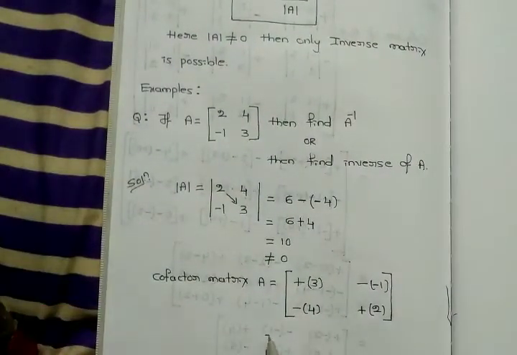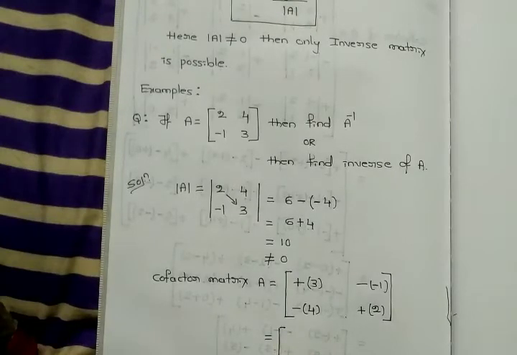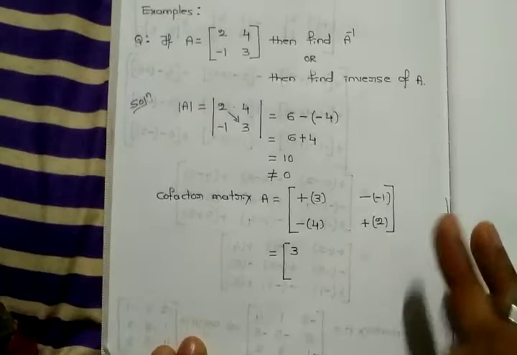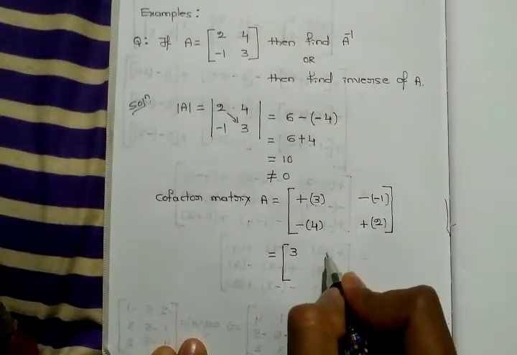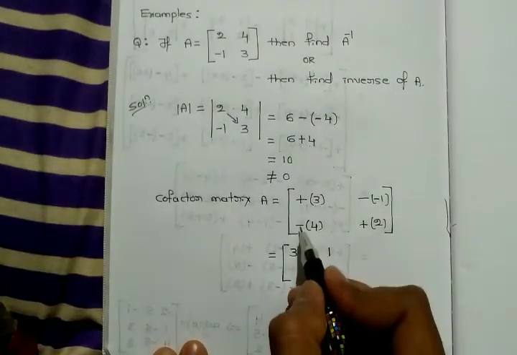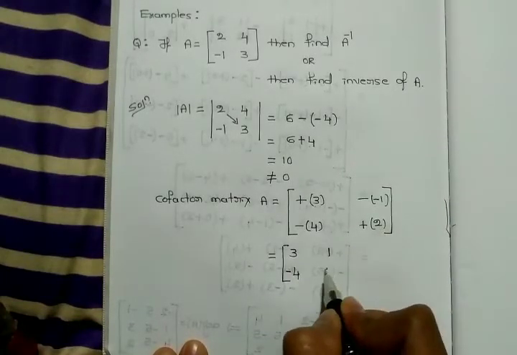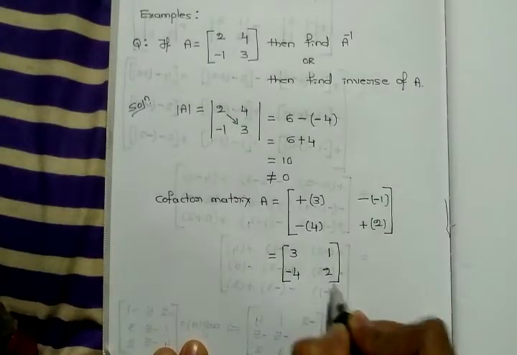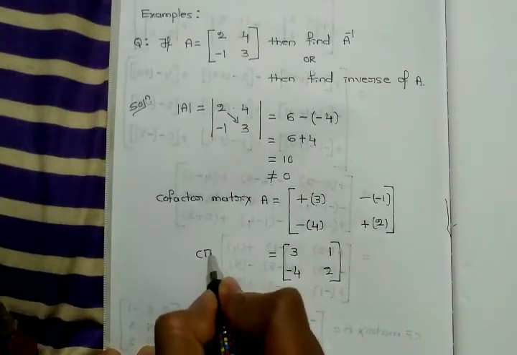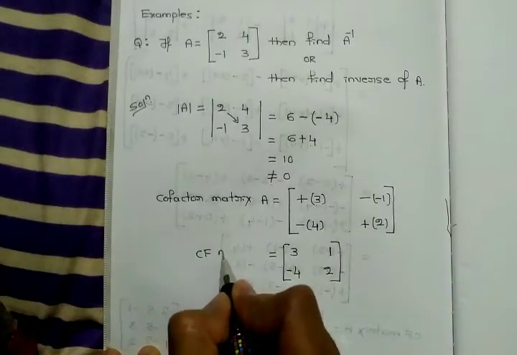So next, do the sign multiplication. Plus into plus is plus 3. Minus into minus is plus 1. Minus into plus is minus 4. Plus into plus is plus 2. So this is the cofactor matrix.